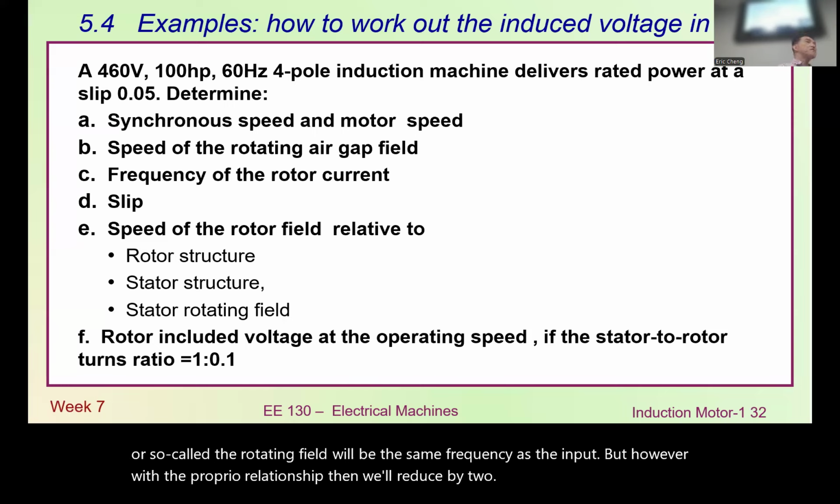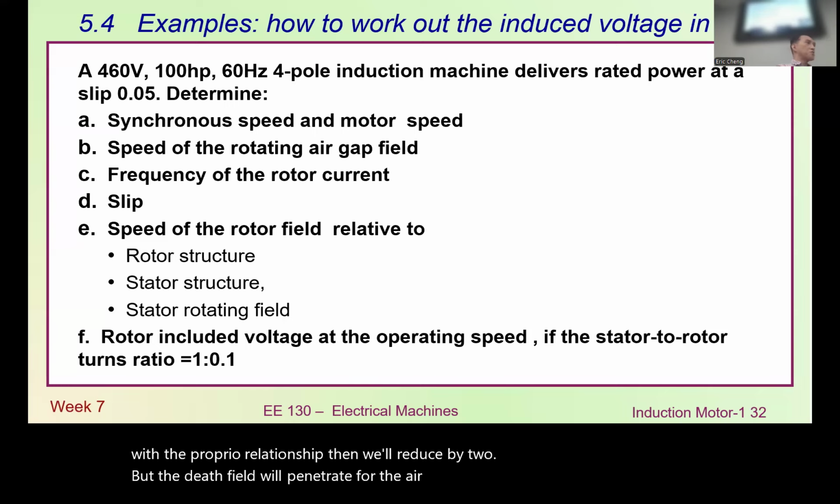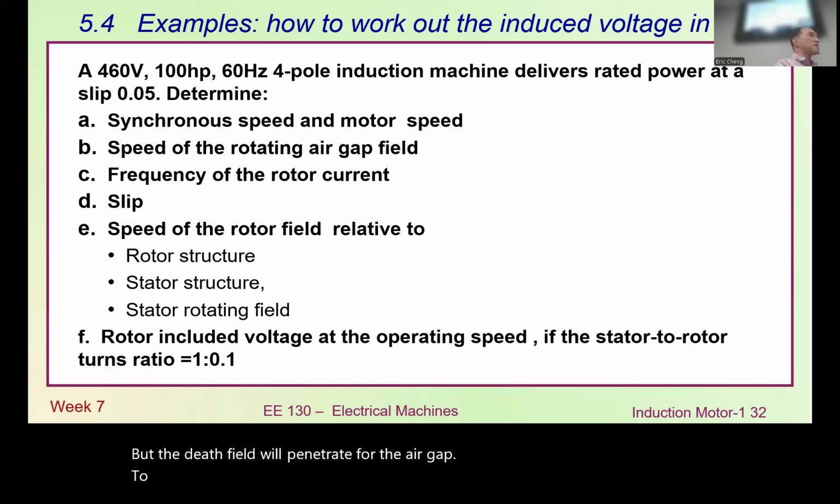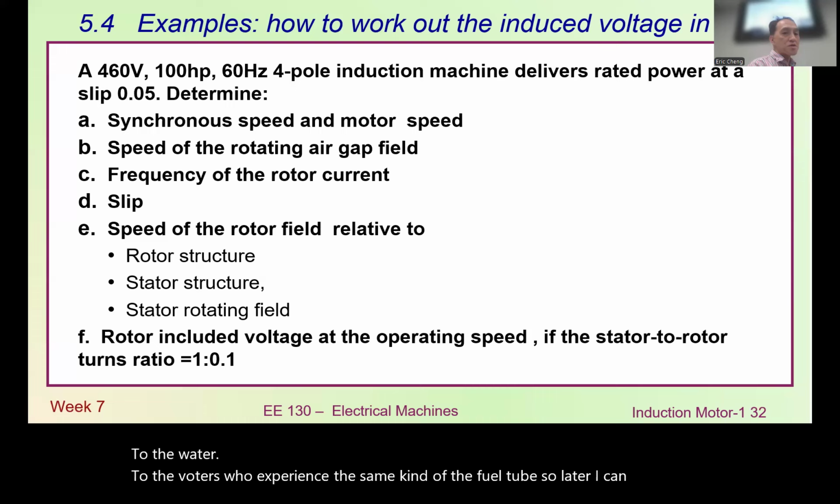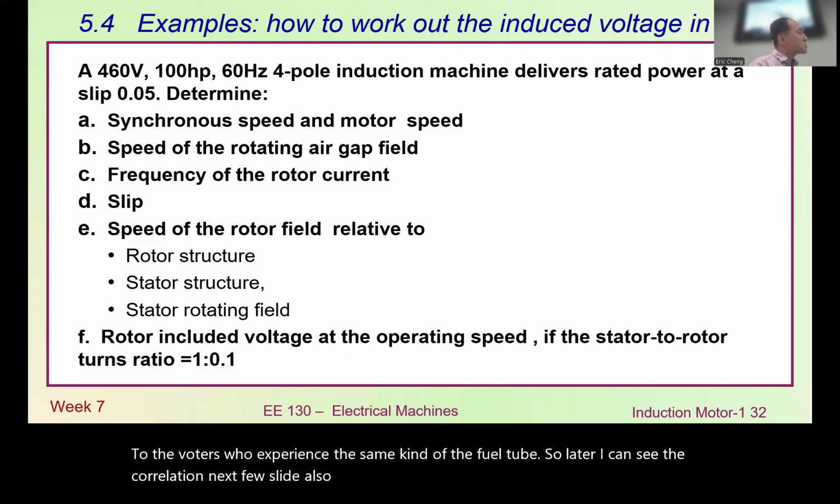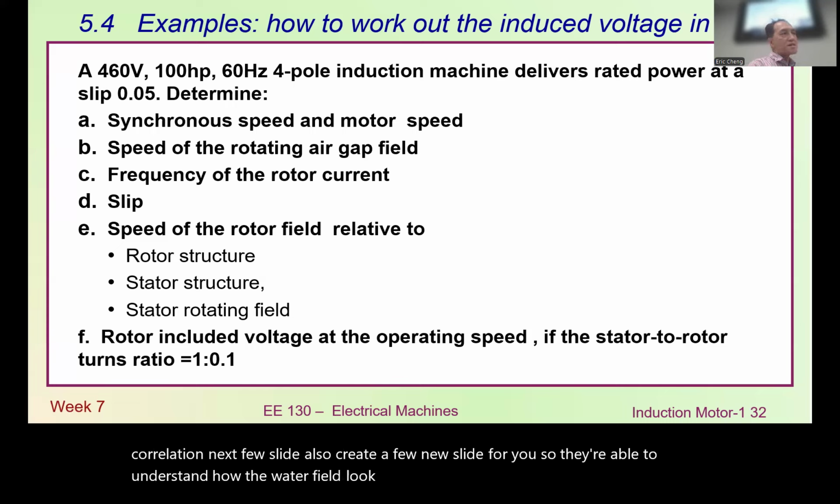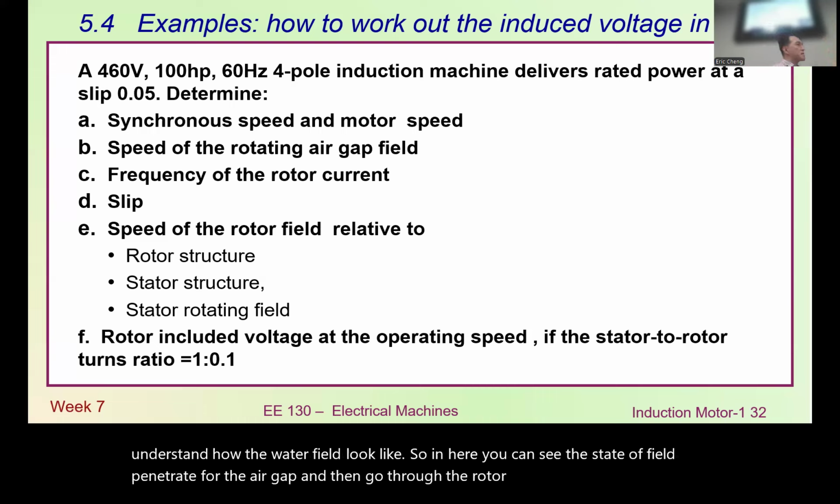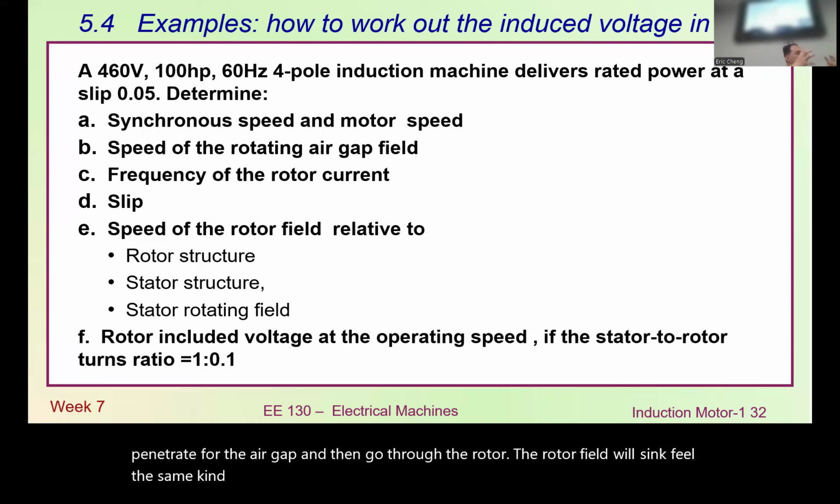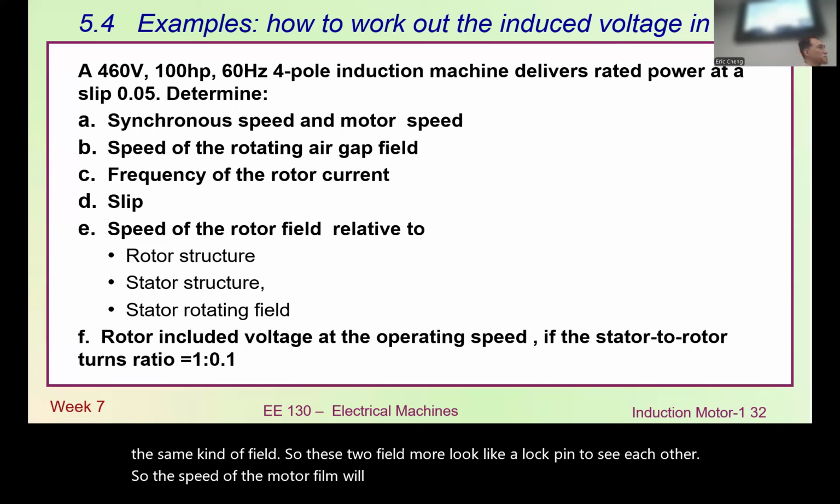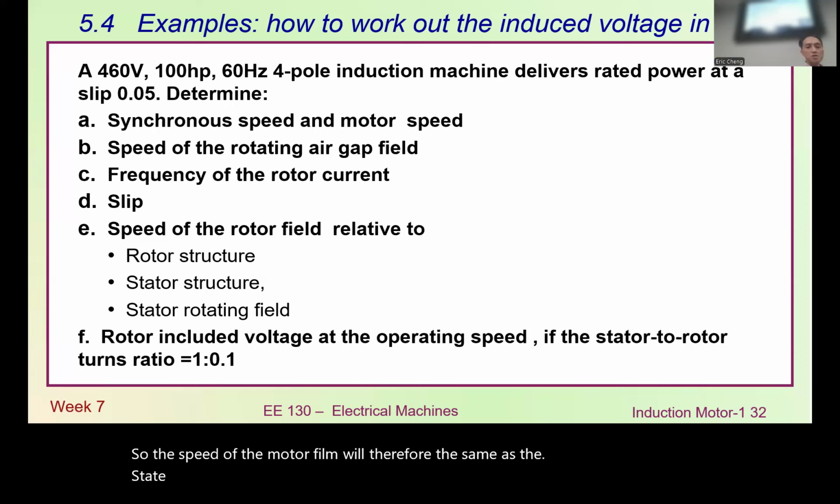But that field will penetrate through the air gap to the rotor. So the rotor will experience the same kind of field too. Later on, I can show you the correlation. The next few slides are also new slides I created for you, so you can understand what the rotor field looks like. Here, you can see the stator field penetrate through the air gap and go to the rotor. The rotor field will feel the same kind of field. So these two fields look like they are locking to each other. So the speed of the rotor field will therefore be the same as the stator field, or the rotating field.